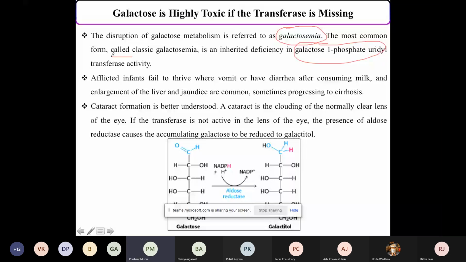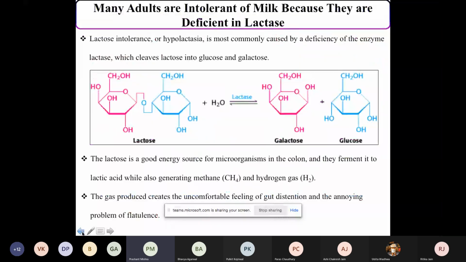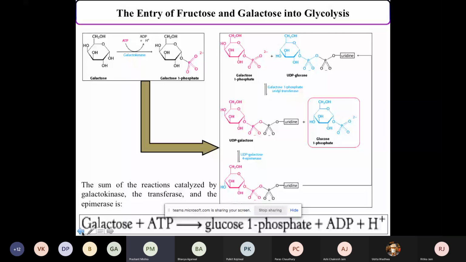Just now we have discussed it. I will show you what this enzyme does. So this is the enzyme which is deficient. This is not present. If it is not present, what will happen? Galactose is not going to be metabolized. And if it is not metabolized, then what will happen?